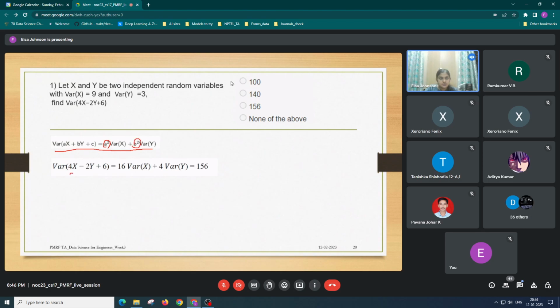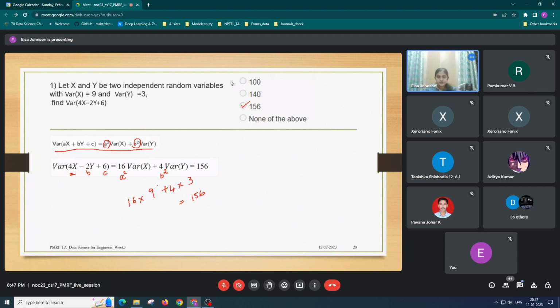Okay, so this is a, this is b, and c. So you can just put a square equal to 16 and b square equal to 4. So a square into variance of x, so it will be 16 into variance of x, which is 9, plus 4 into variance of y, which is 3. So you'll be getting the answer as 156. So the right answer will be 156.